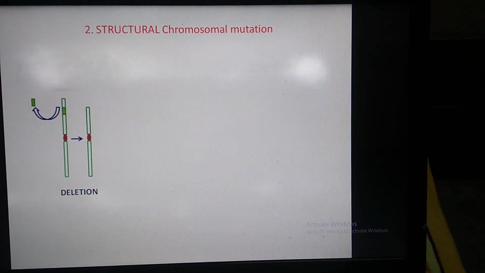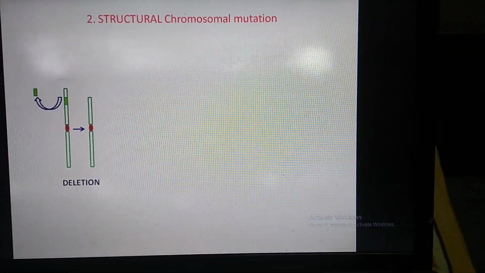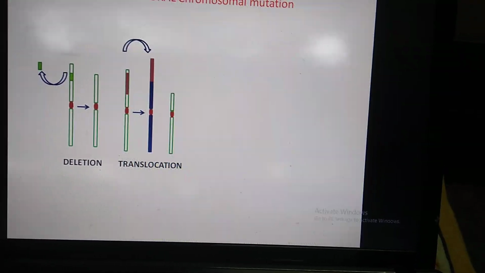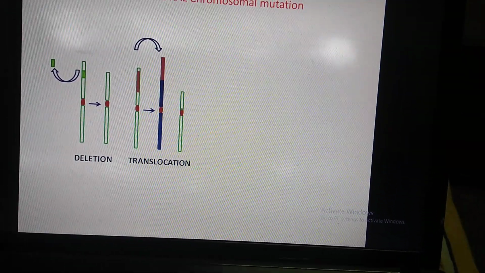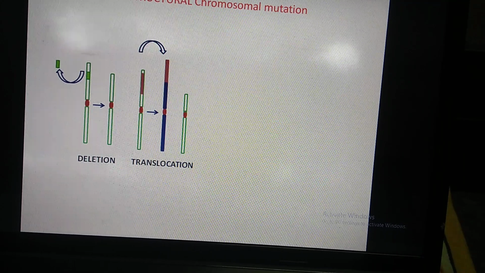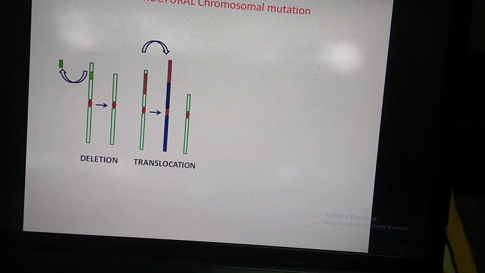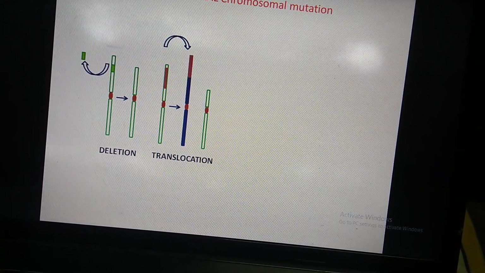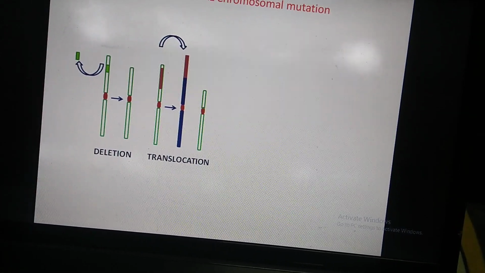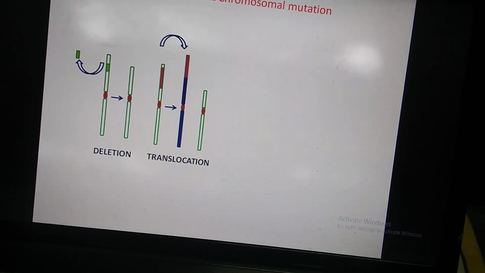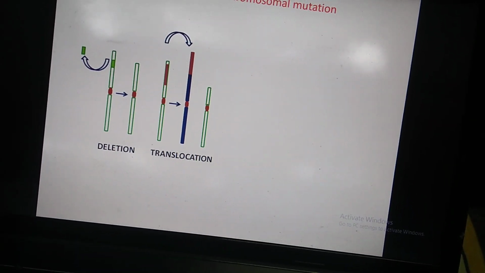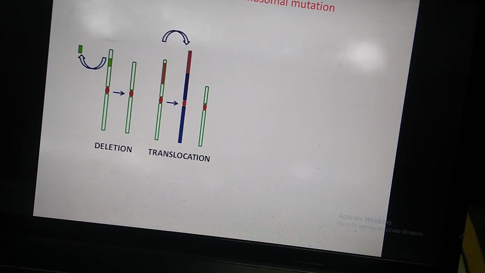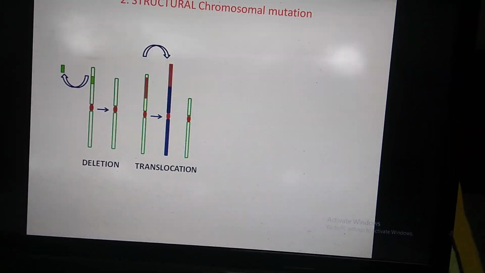It can happen in our body. Number two, translocation. Suppose the first chromosome, the green one, has a certain part, the red, and it can be cut and pasted into some other chromosome, in this case the blue one, thus increasing its size, while the parent chromosome from where the translocation is occurring is getting smaller. So this is translocation.